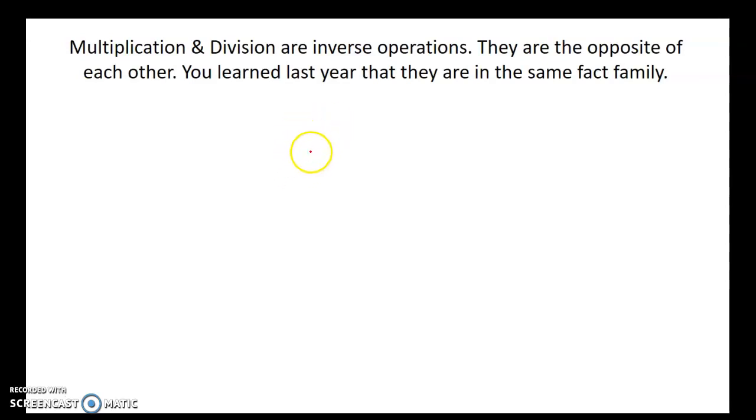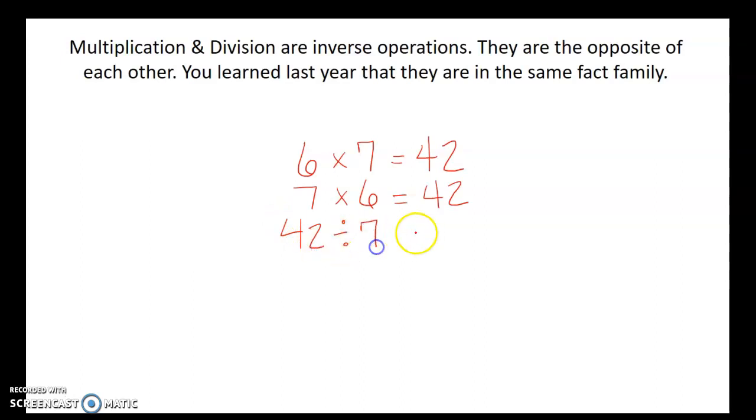So, for example, if you have 6 times 7 equals 42, you can do that backwards, remember, 7 times 6 equals 42. Well, you can also write a division fact that goes with this. 42 divided by 7 would give you 6. I have all 3 of those numbers, and I can even do 42 divided by 6, and I will get 7. This is a fact family.